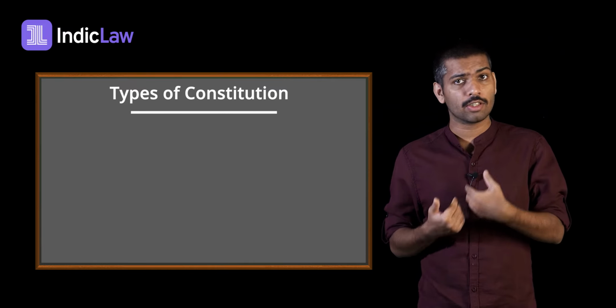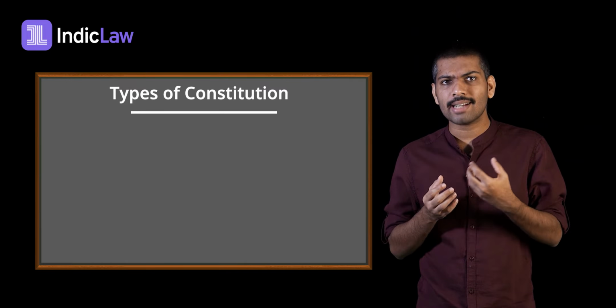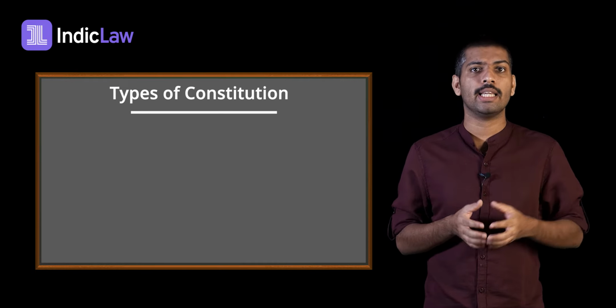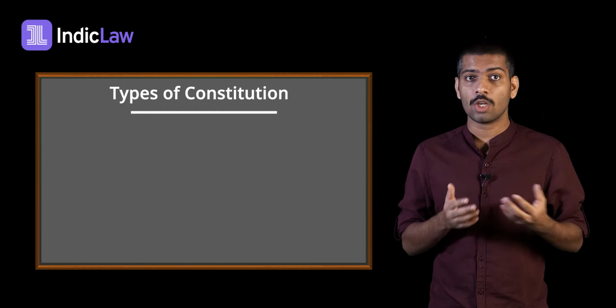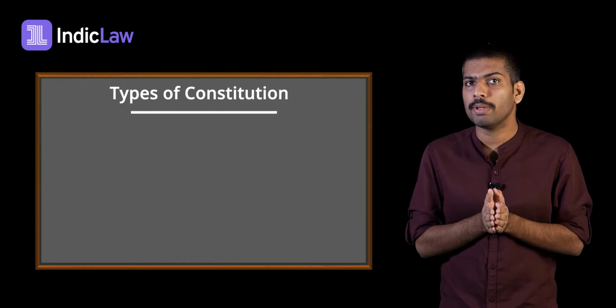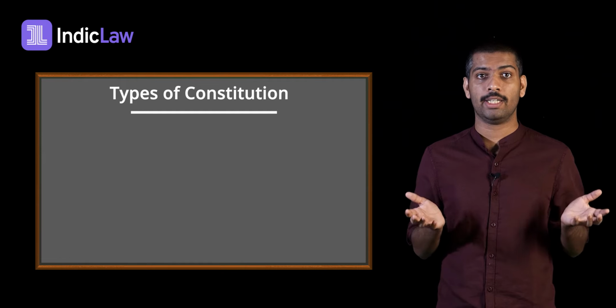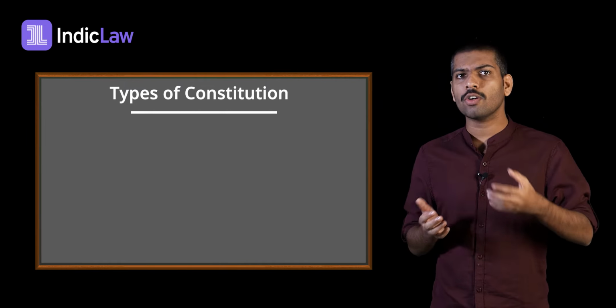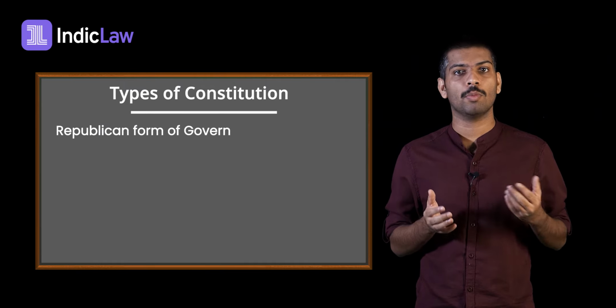Even though we have a written constitution, there are strands of parliamentary supremacy in our constitution as well. That is, however, for another day. Similarly, constitutions could be classified on the basis of the government it establishes as well. Our constitution establishes a republican form of government.